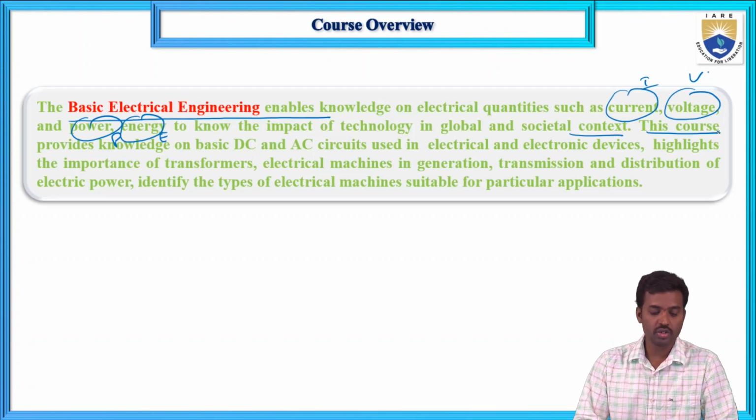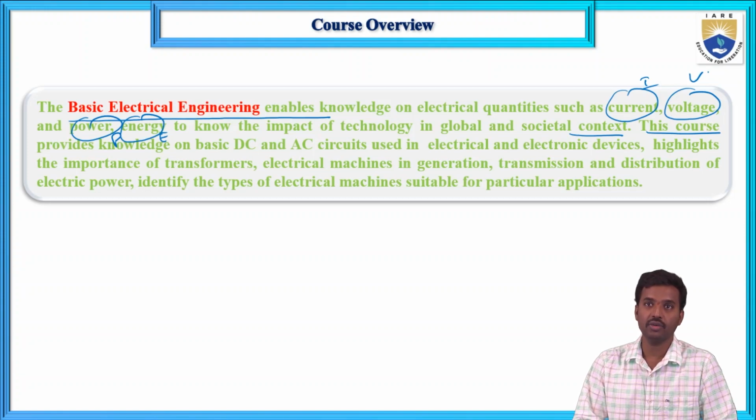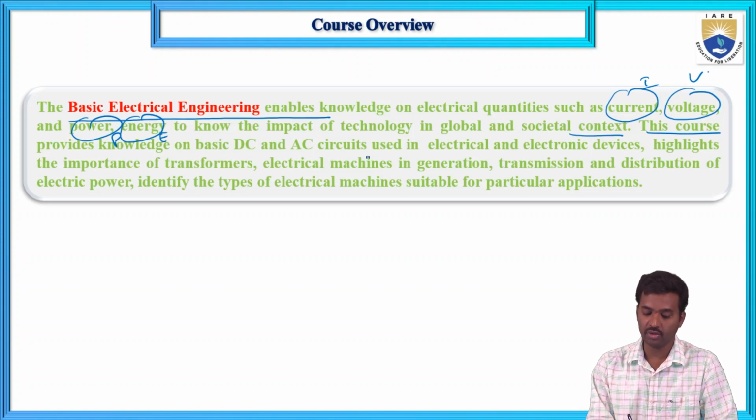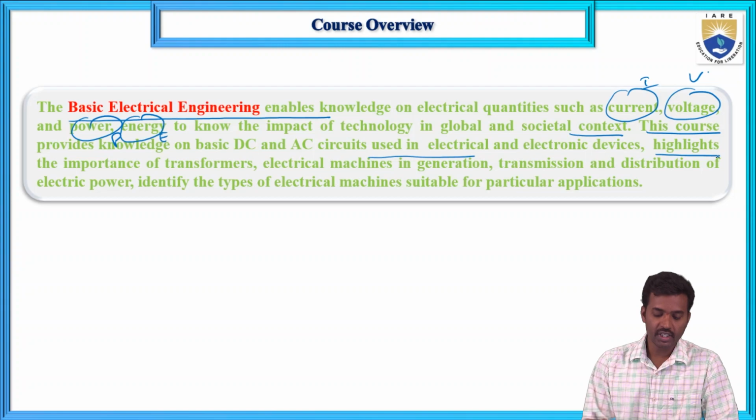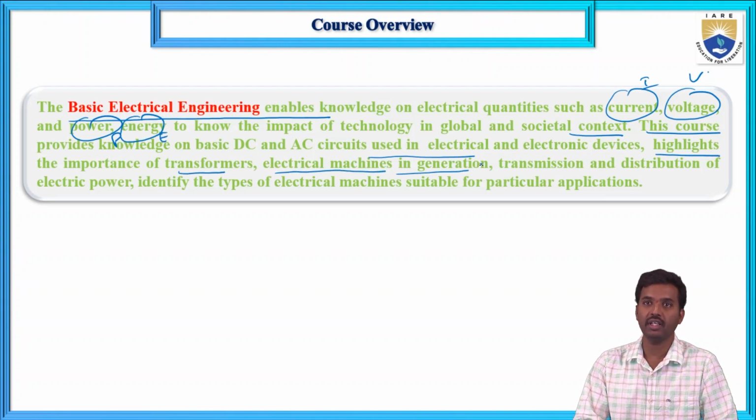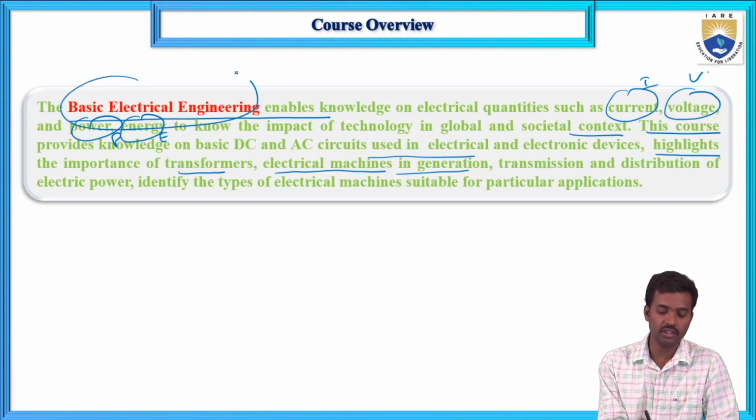This course provides knowledge on basic DC (direct current) and AC (alternating current) circuits used in electrical and electronic devices, and highlights the importance of transformers and electrical machines in generation, transmission and distribution of electrical power, and identifies the types of electrical machines suitable for particular applications. So this is the course overview for the basic electrical engineering subject.